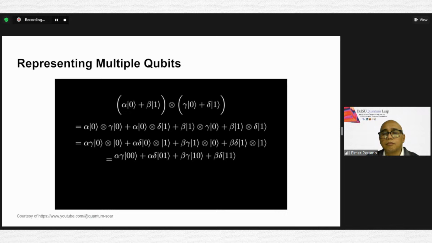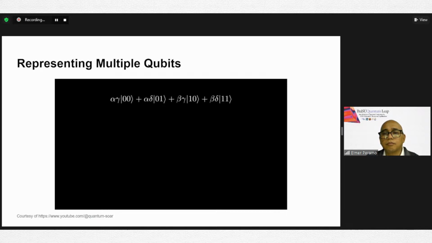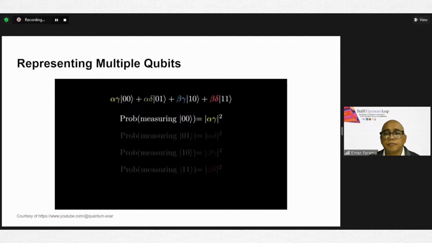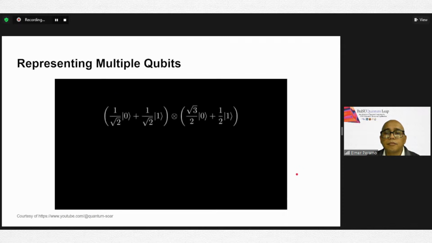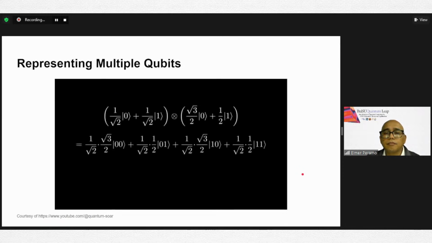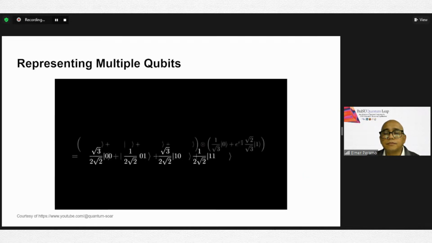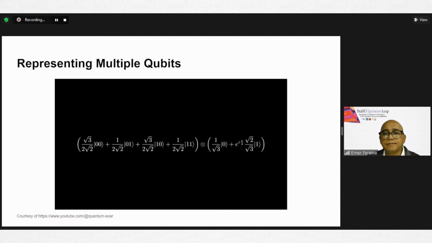Measurement works the exact same as before. The probability of measuring 0,0 is the magnitude squared of the coefficient of the 0,0 state, and so on. Here is an example of combining these 2 qubits. If we wanted to add another qubit to the system, all we need to do is tensor it onto the end of the state.